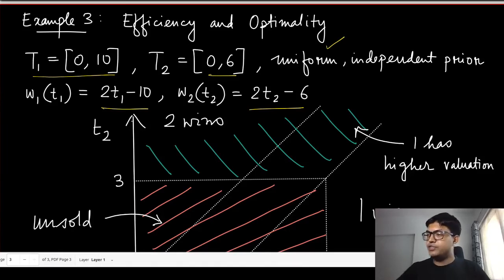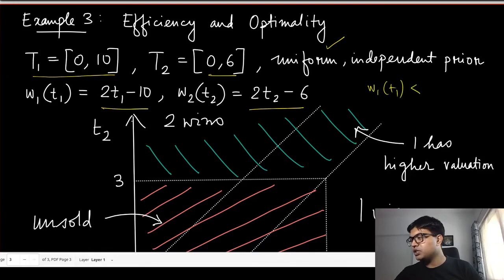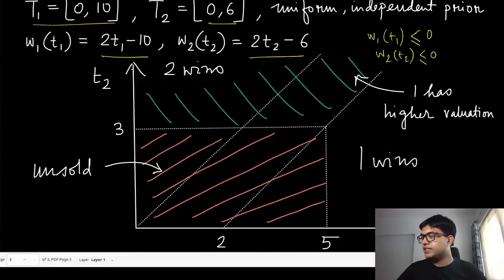So the first observation that we can make is the condition under which both these virtual valuations are negative, right? So W2(T2) negative or non-positive. We can see that for player 1, if T1 is less than or equal to 5, and for player 2, if T2 is less than or equal to 3. So that is within this rectangle here. This object is getting unsold, right?